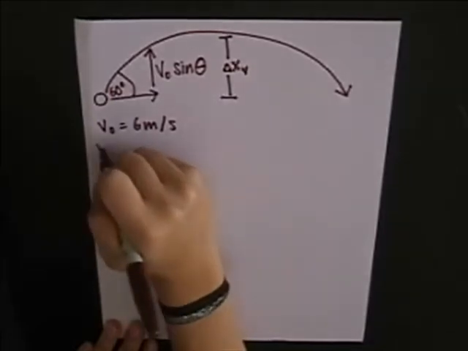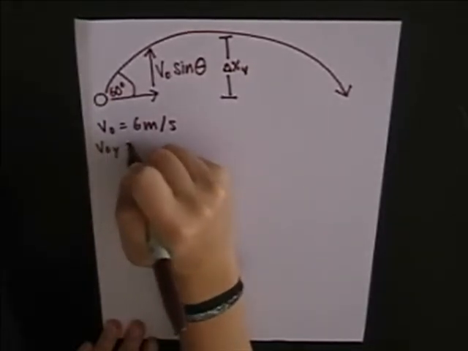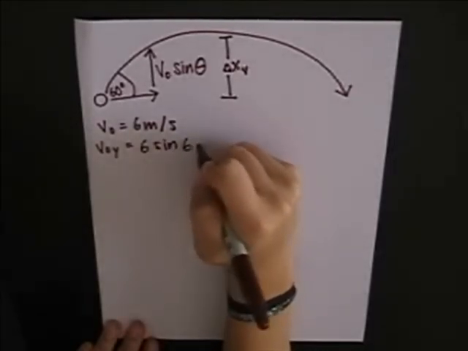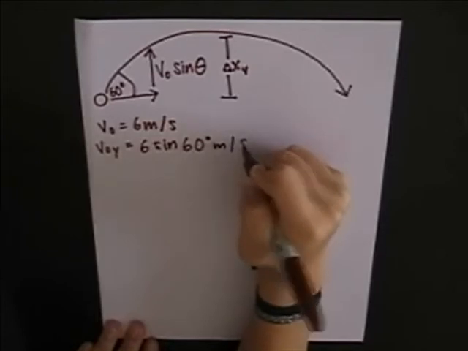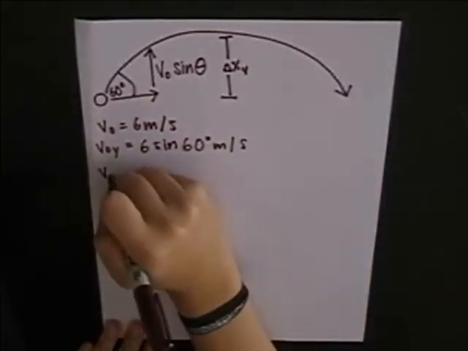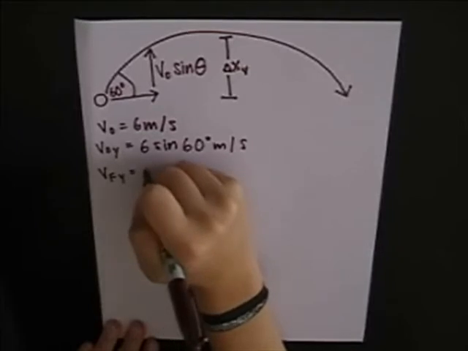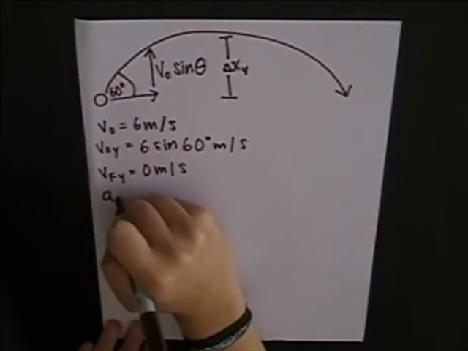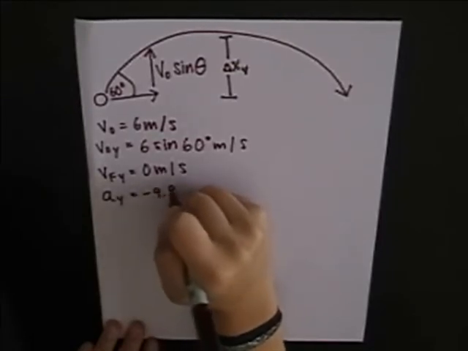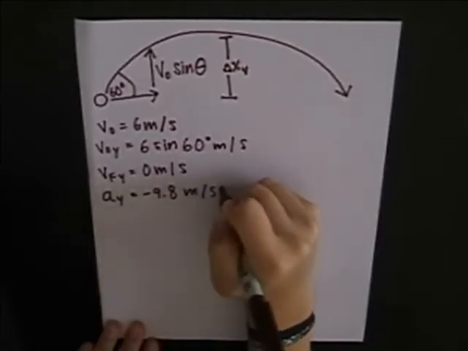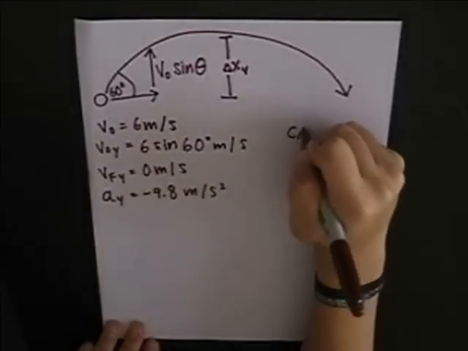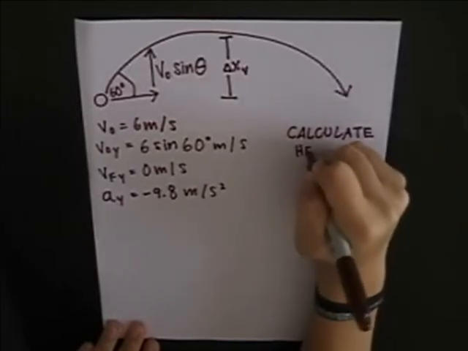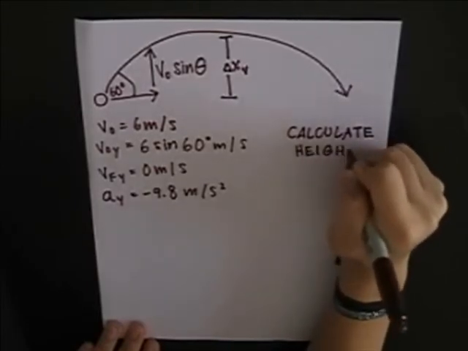We will say that the initial velocity was 6 meters per second. So v initial in the y direction is 6 times sine 60 meters per second. V final in the y direction will be 0, because at the top of the parabola, it is 0. Also, acceleration will be a constant negative 9.8 meters per second squared, due to gravity. Now, calculate the height for delta x in the y direction.